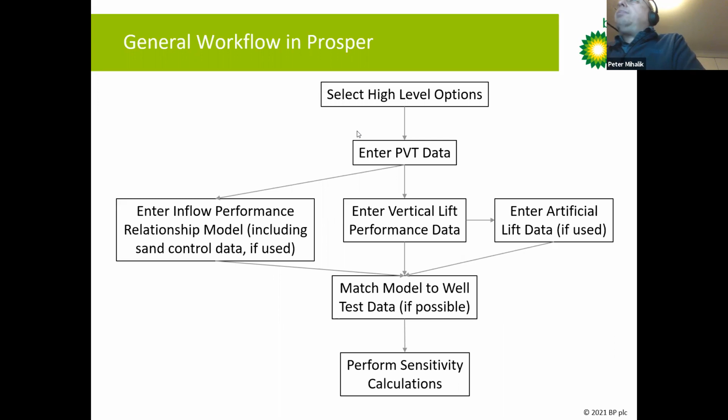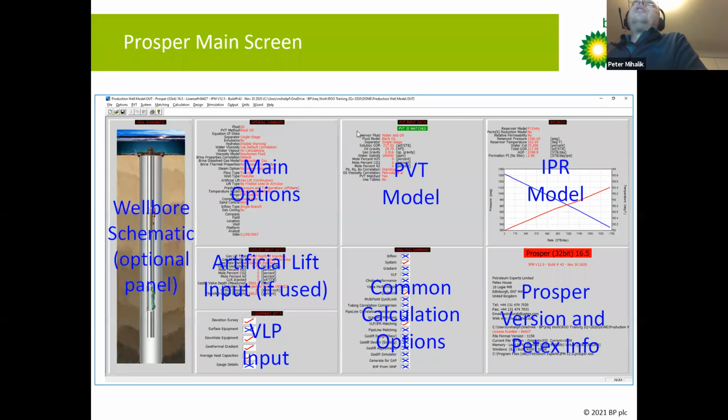And once you've done that, then you can perform calculations to show how the well would react in different circumstances, which is what we'll do a bit later on. So the main screen in Prosper is a sequence of these boxes. They don't have to be gray. You can customize the font and the font size and the colors. And there's lots of things you can do.